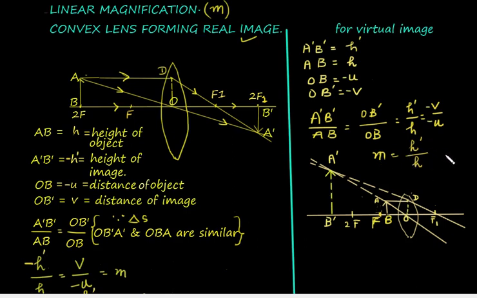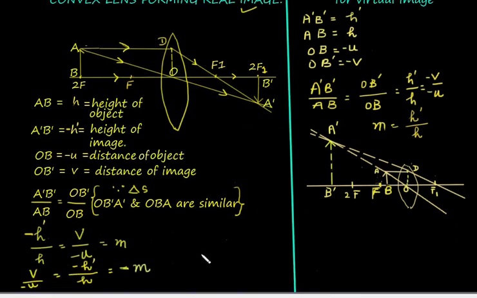This value is positive. For real image, we chose the position of the object as 2f. Size of the object and size of the image are the same. So linear magnification will be equal to 1, whereas in the other cases, excepting the case where it forms virtual image, for all the other cases the magnification will be less than 1. That is, the image is diminished, so it is smaller than the object.